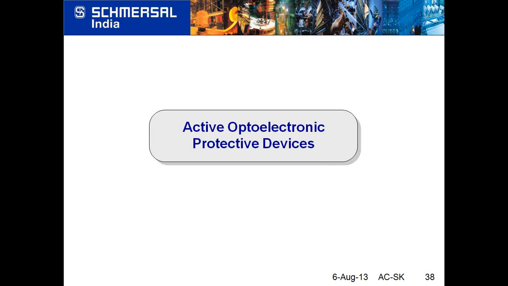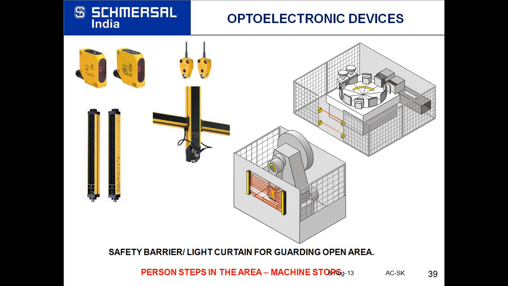The second device, which is quite widely used in industry, is an optoelectronic safety device, which is also called a safety light curtain. And in most of the places I have seen that we don't take care of the primary requirement, that is the safety distance calculation.